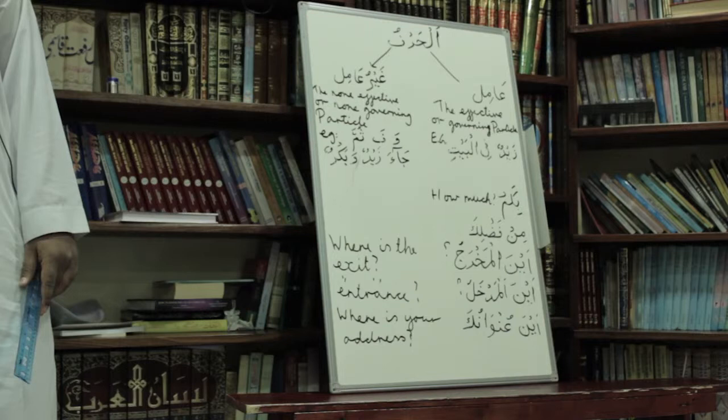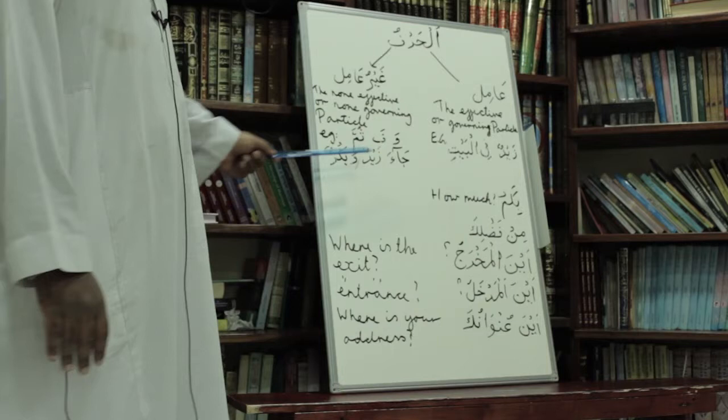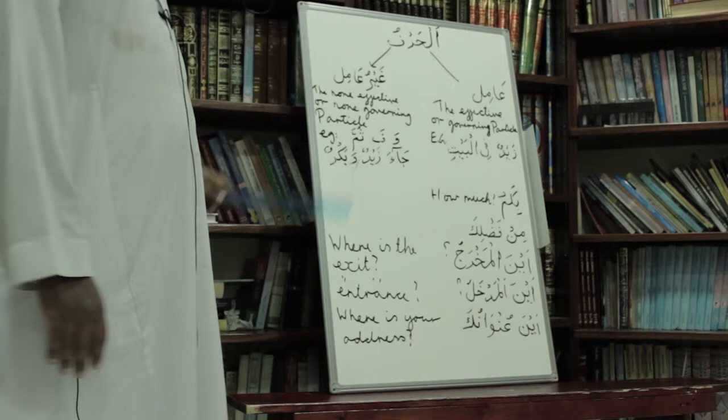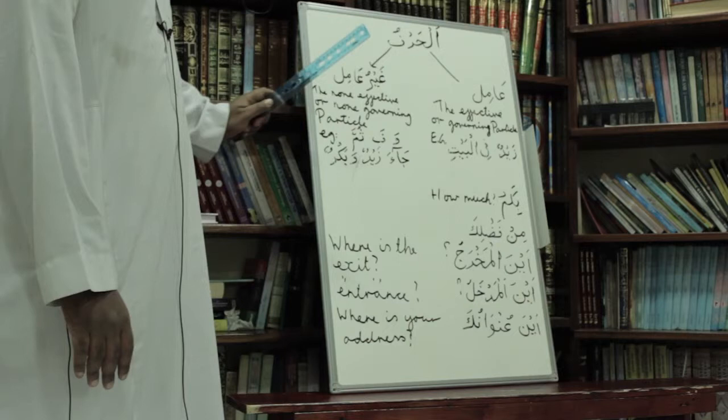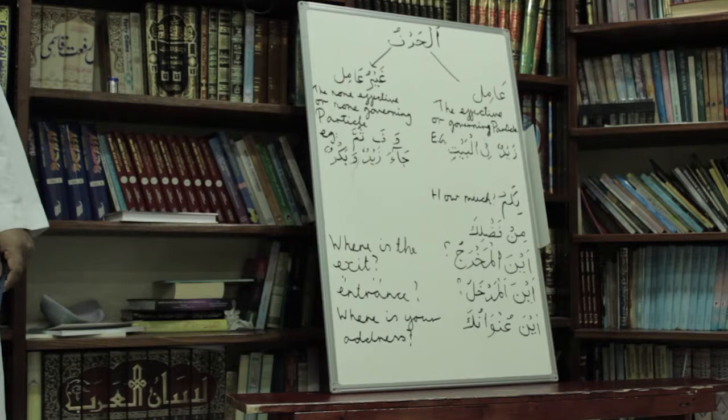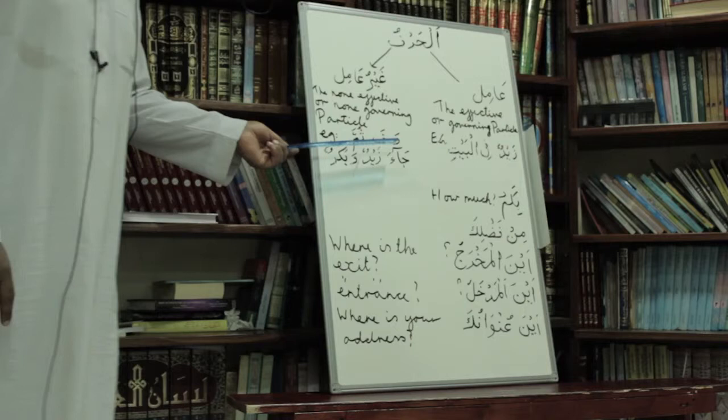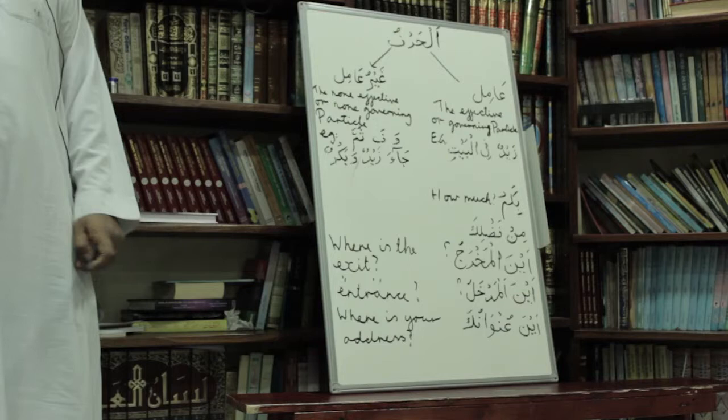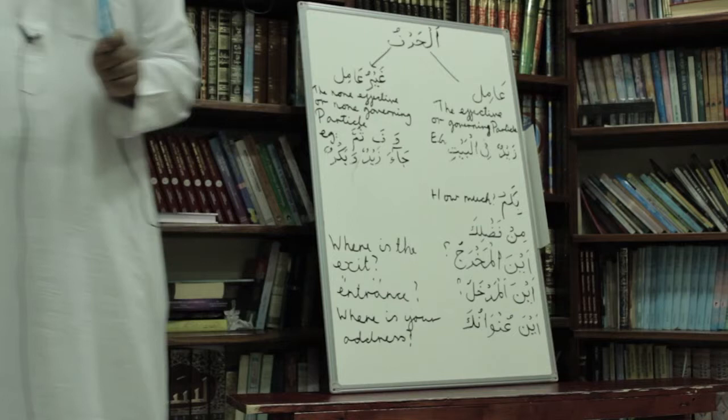Is there any question on this? Is that a full sentence underneath the ghair amil? Yes. Ja'a Zaydun wa Bakrun. And fa and thumma? These are just examples of ghair amil. One is waw, one is fa, one is thumma. All three of them give us the meaning 'and'. Waw means and, fa also means and, thumma also means and. But all three of them have a slight difference. In English, if you were to translate, it would mean 'and'.